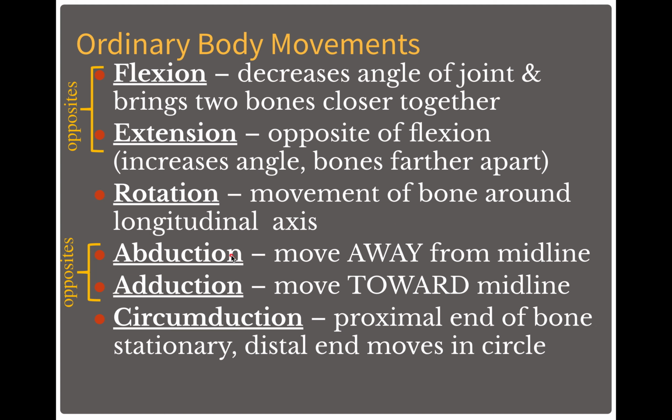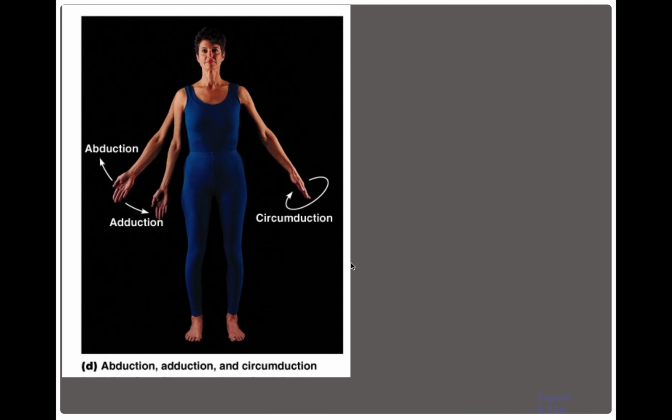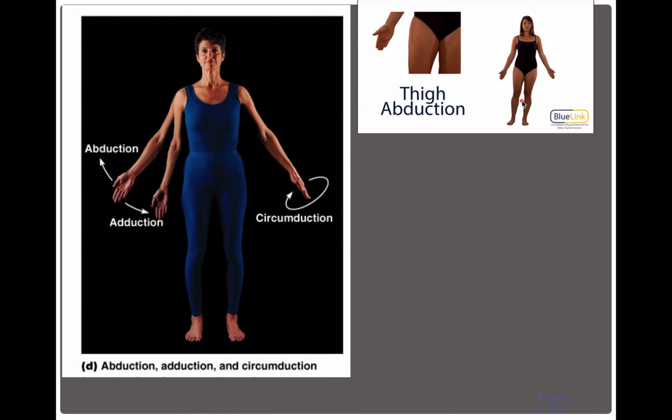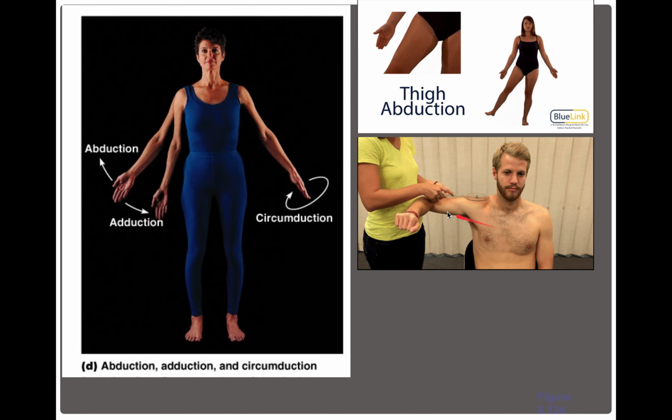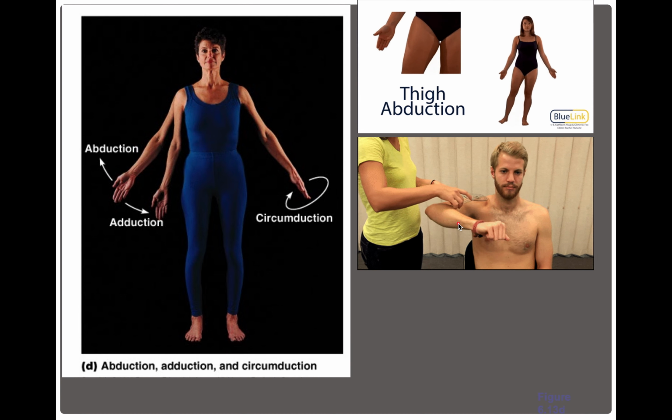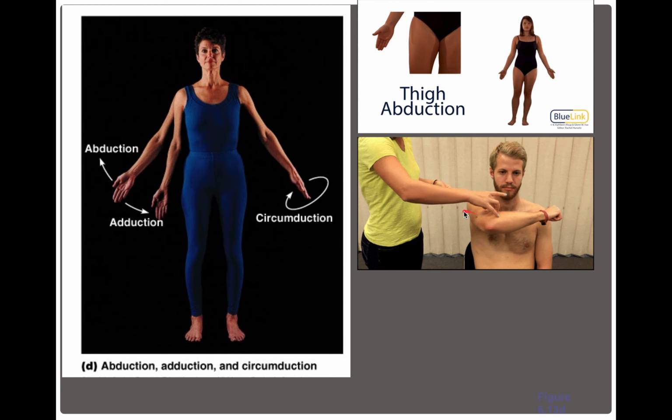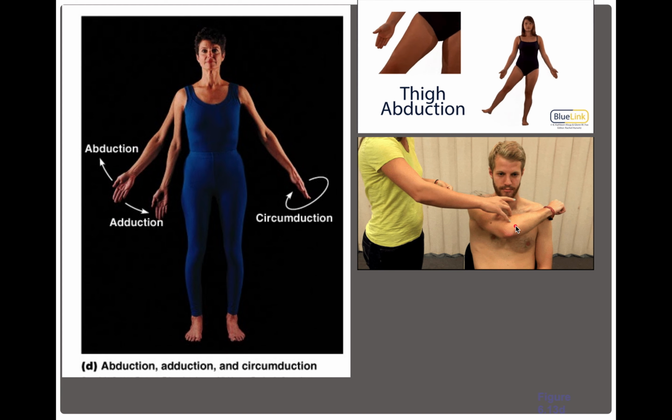Okay, now we have the terms abduction and adduction. Abduction means you're moving some part of your body away from your midline, and adduction means you're moving your body back towards your midline. Again, these are opposite paired terms. When we talk about abduction, it's just moving the one body part further away from your midline. Now, this one may not seem like adduction, but it's still adduction because you'll see that the overall arm bones are moved towards the midline. That still counts as adduction.